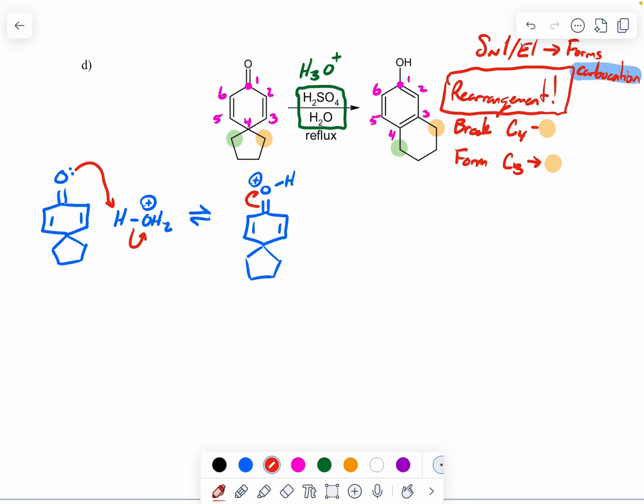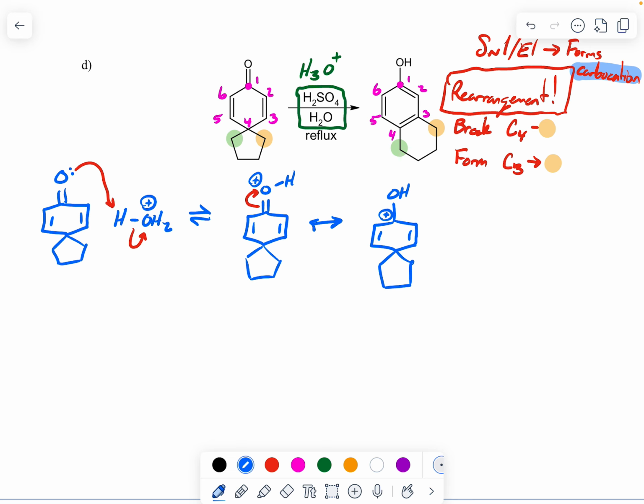Notice that if we just draw a resonance form, taking the electrons from the carbon-oxygen double bond and utilizing them to now have a carbon-oxygen single bond, we end up with a carbocation that is now present on the original carbon that was connected to that oxygen.